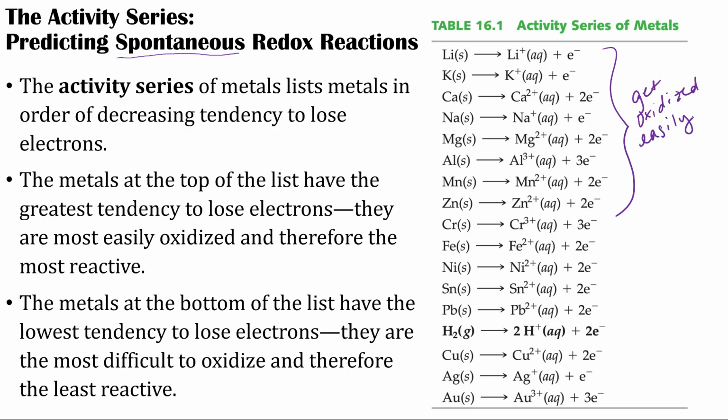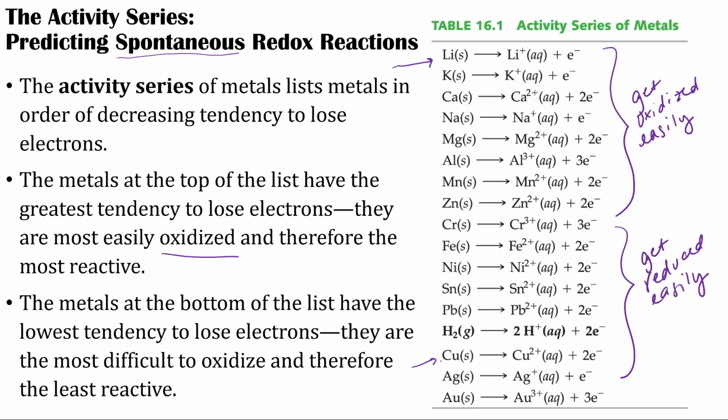Whereas the ones on the bottom don't get oxidized very easily, but they would get reduced easily because they don't like to be oxidized. So the metals at the top of the list have the greatest tendency to lose electrons, so they get oxidized easily, and therefore they're the most reactive, written as where they're losing electrons. The metals at the bottom of the list have the lowest tendency to lose electrons, so they're the most difficult to oxidize and therefore the least reactive, written like this.